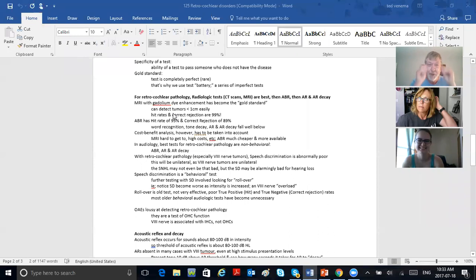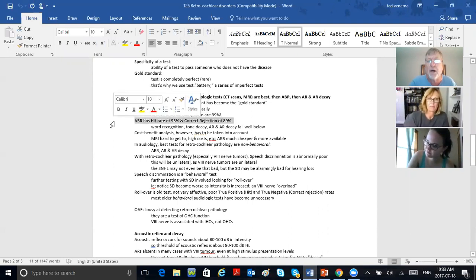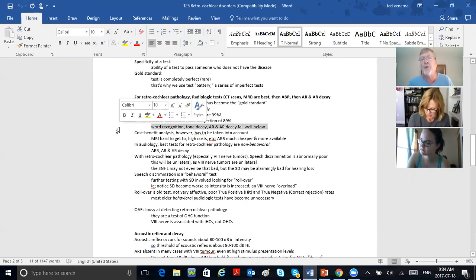Anyway, and then as we read, it can detect small tumors; hit rates, which means true positives, and true negatives, are 99%. ABR has a true positive hit rate. Whenever you see the word hit rate, think true positive, and whenever you see correct rejection, think true negative. Look at ABR, it's pretty good, 95 and 89, not bad. Word recognition, tone decay, and acoustic reflex decay fall well below.